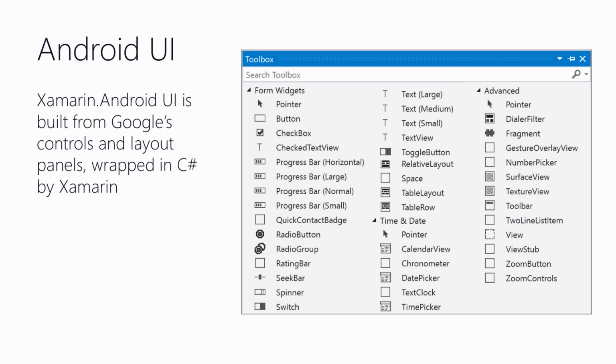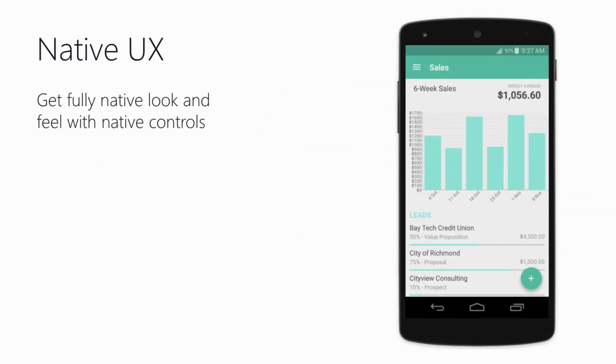So let's take a look at the toolbox here on the screen. These are just some of the native controls available to Android developers. And because we use native controls, our UI has a fully native look and feel, and we get to take advantage of what makes that platform great.